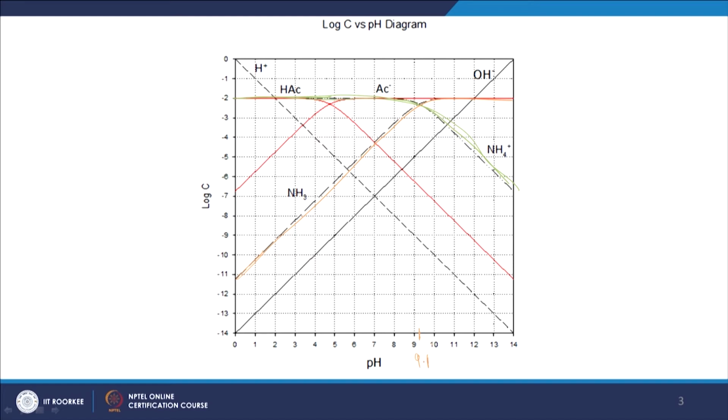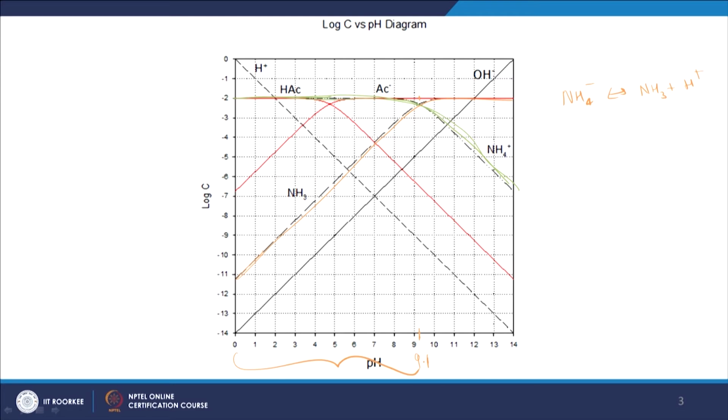So what do you see here? You see that in the range where the pH is below the pKa value, what is going to predominate? It is going to be NH4 plus, and that is what you see in this region. And as you approach the pKa value, which is here, what do you see? You see that there is a shift in speciation from NH4 plus to NH3.